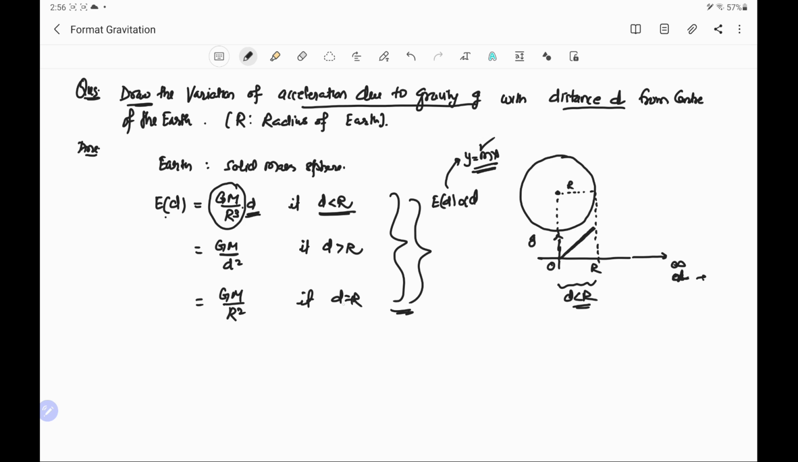After that, when we reach d equal to capital R, this value is GM/R². That means here this value refers to GM/R². After this, the relation is GM/d² for d greater than R, so E(d) is inversely proportional to d². So the graph will be a curved graph, and it will be in this form. This is the graph of acceleration due to gravity for the case of Earth when distances are measured from the center of the Earth. O is the center of the Earth.